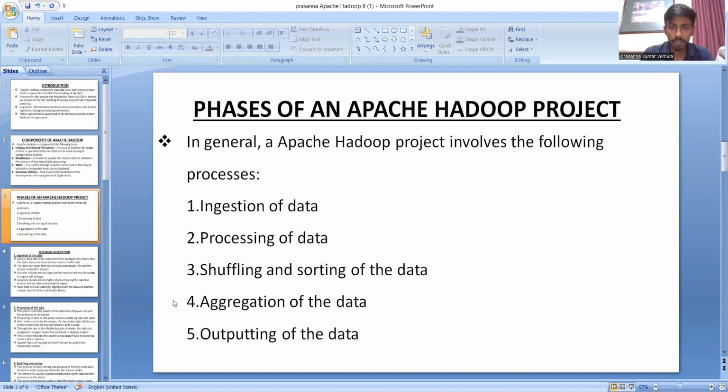And the phases of an Apache Hadoop project. An Apache Hadoop project typically involves the following phases. Those are ingestion of data, where data from diverse sources and formats flows into the data lake. We will explore how tools like Apache Kafka and Apache Flume handle vast volumes of data with high velocity and accuracy. And next one is the processing of data.